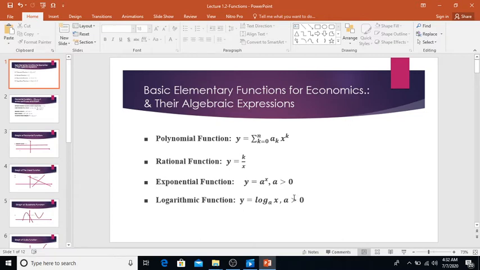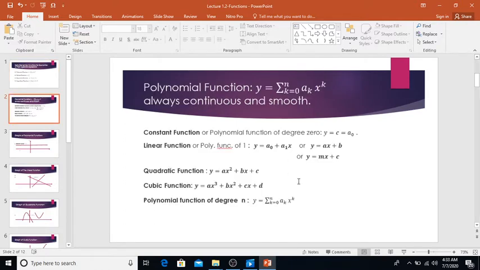At first, if we see the polynomial function, in the next slide we can see different types of polynomial functions we have. That is y equal to c. This is constant function. That is, when power of x equal to 0, we get here y equal to c or y equal to a0. C and a0 both are constant, so this is constant function.